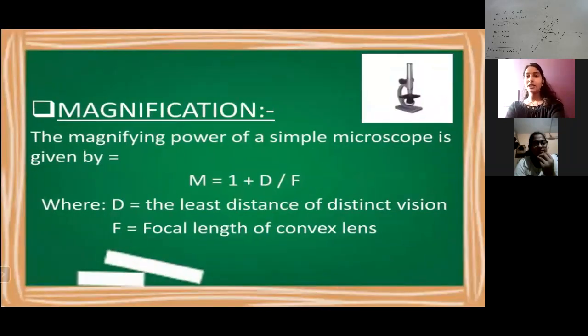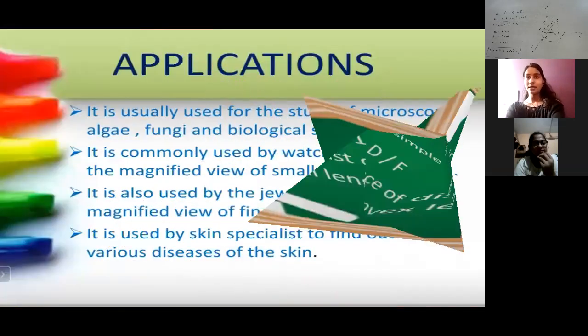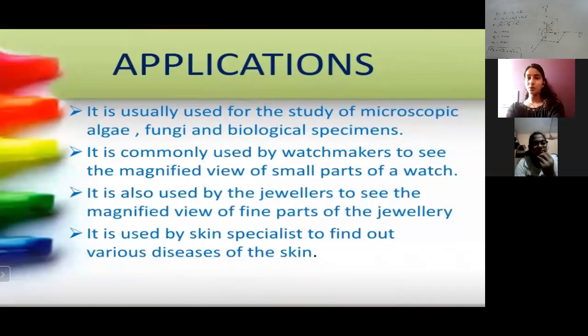Now, the magnification of a simple microscope is given by the equation m = 1 + d/f, where d refers to the least distance of distinct vision and f refers to the focal length of the convex lens. Now, we are going to discuss the applications of the simple microscope, that is, where simple microscopes are used.